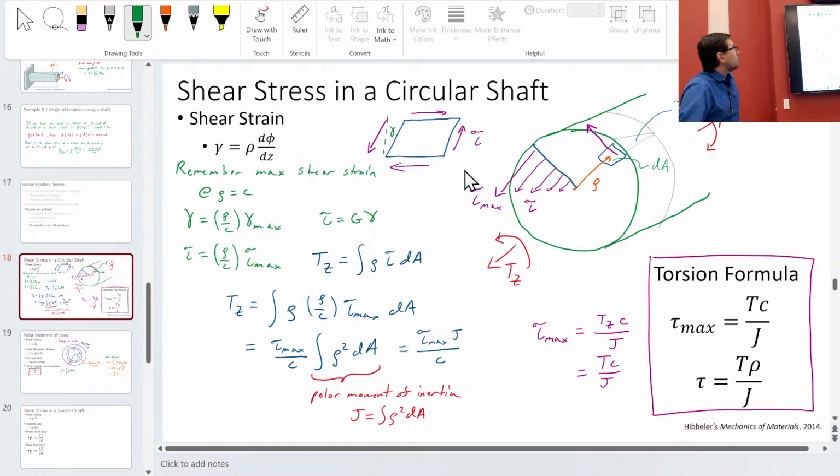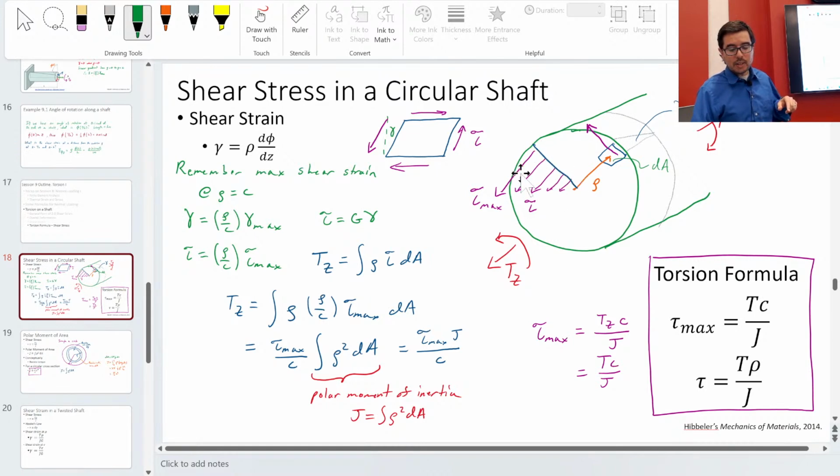But remember how we said there is a gradient? We said that gamma is equal to rho over c times gamma max. At the middle, there's no shear strain, and at the outside, there is a lot of shear strain, a maximum. We can now say that the same thing is true with the shear stress. Where there's no shear strain, there's no shear stress. And where there's a lot of shear strain, there's a lot of shear stress. Again, with ratios.